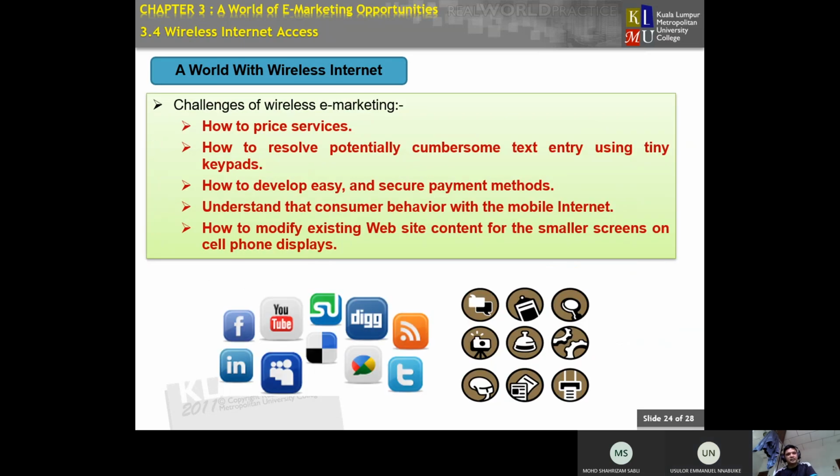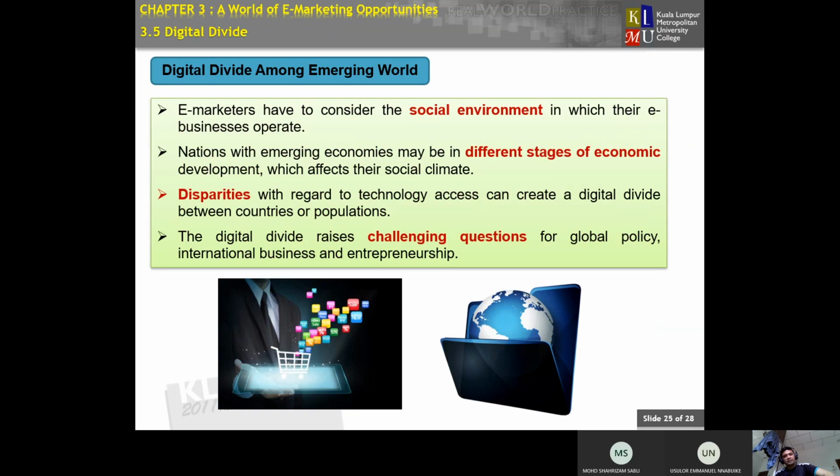Okay, these are some of the challenges of wireless e-marketing. How to price the service, how to resolve the potentially cumbersome text entry using tiny keypads, because this is where sometimes you have problems when typing inside your smartphone. How to develop an easy and secure payment method. These are some of the challenges that you can read.